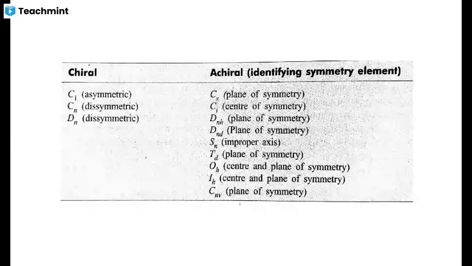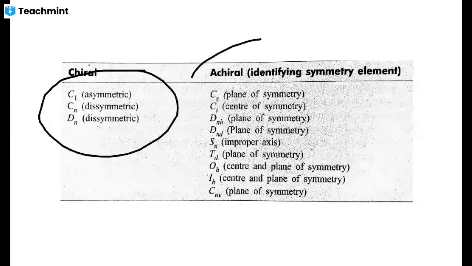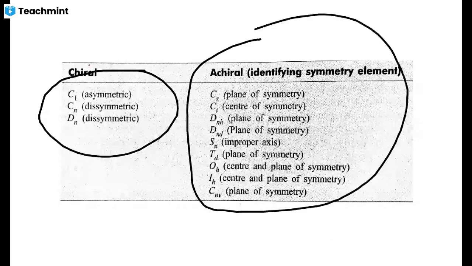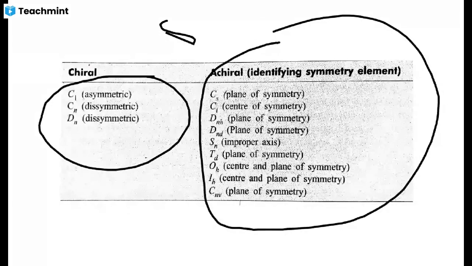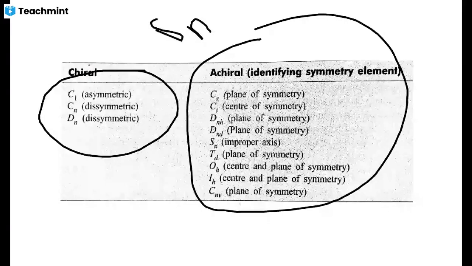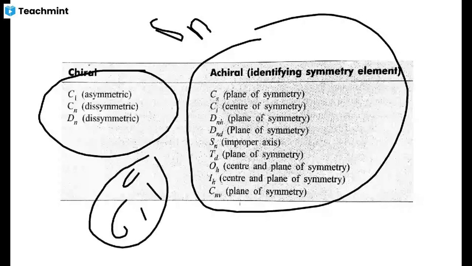These are chiral and achiral molecule point groups. These point groups are achiral, these point groups are chiral. Simply look for the Sn axis; don't memorize these point groups, just see whether it contains Sn, sigma, or i. If it contains these symmetry operations, it is not chiral.